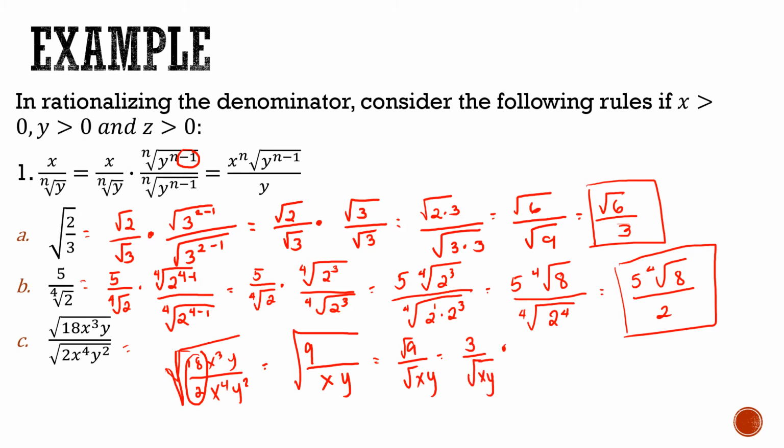Now we can multiply both the numerator and denominator by the square root of xy. So since again the index is 2, we will just simply subtract 2 by 1, so the difference will be 1. So we will have here 3 square root of xy over the square root of xy squared. So the square root of xy squared is simply xy, so we can write this as 3 square root of xy over xy.